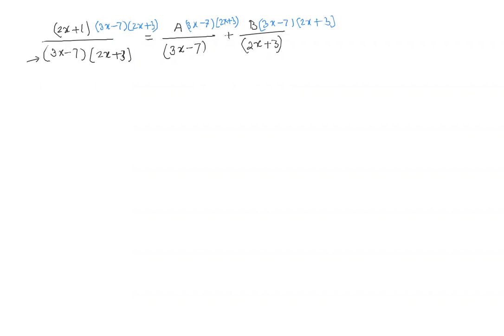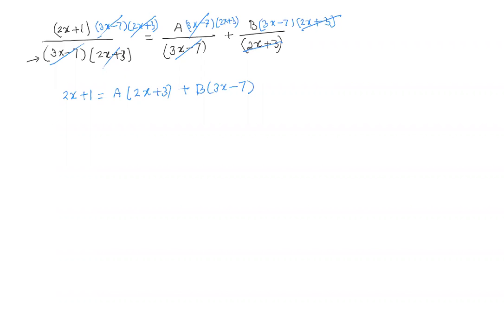So on the left, this cancels out. That gives you 2x plus 1 is equal to, on the right, 3x minus 7, 3x minus 7 cancel here. That leaves you with A times 2x plus 3 plus B times 3x minus 7, where the 2x plus 3 cancels out.